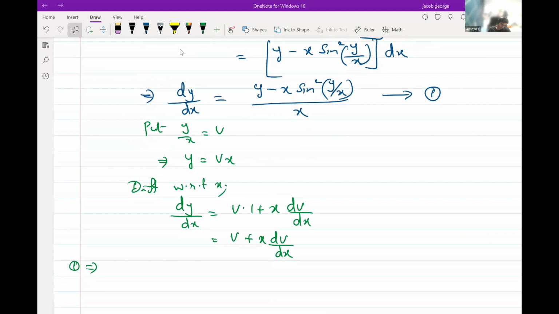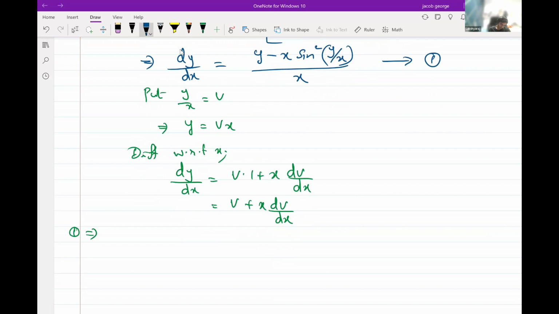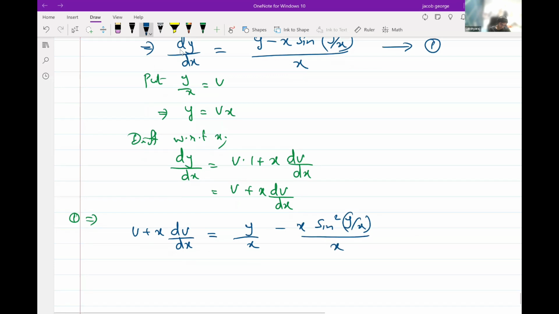Now we substitute this into equation number 1, which means v plus x dv by dx is equal to the left hand side. The right hand side we can break like this. Last class also we did y by x minus x sine square y by x by x. So that y by x we can substitute directly. What is y by x? Y by x is v. V minus sine square v.